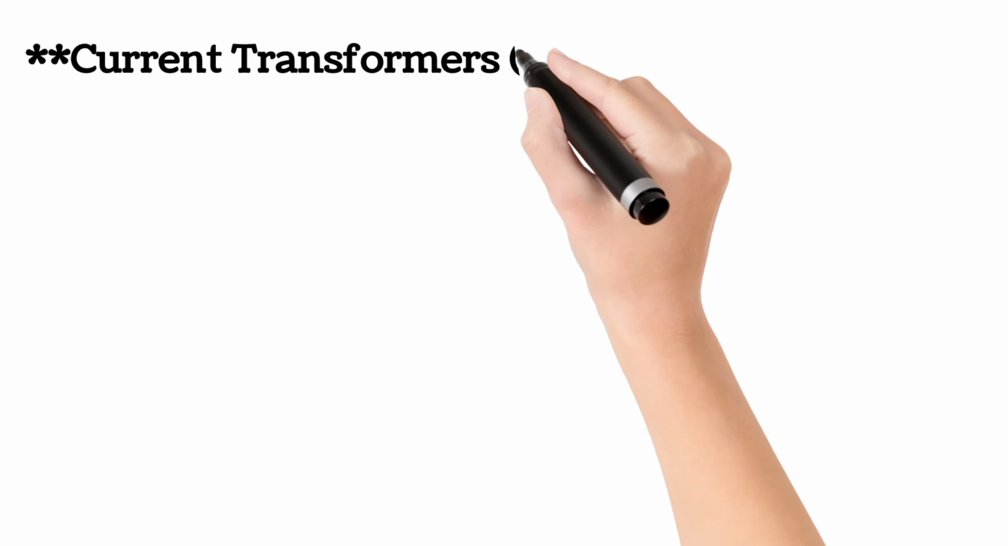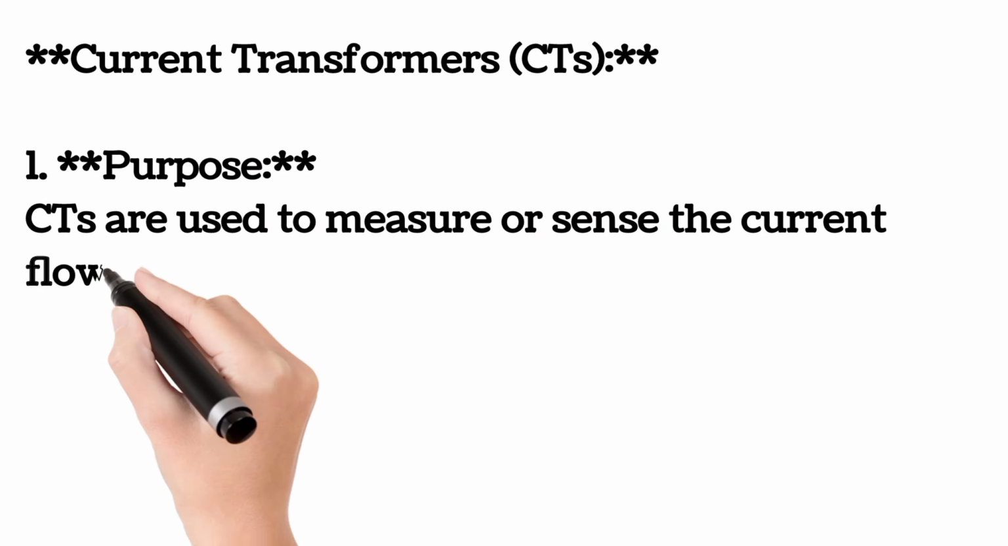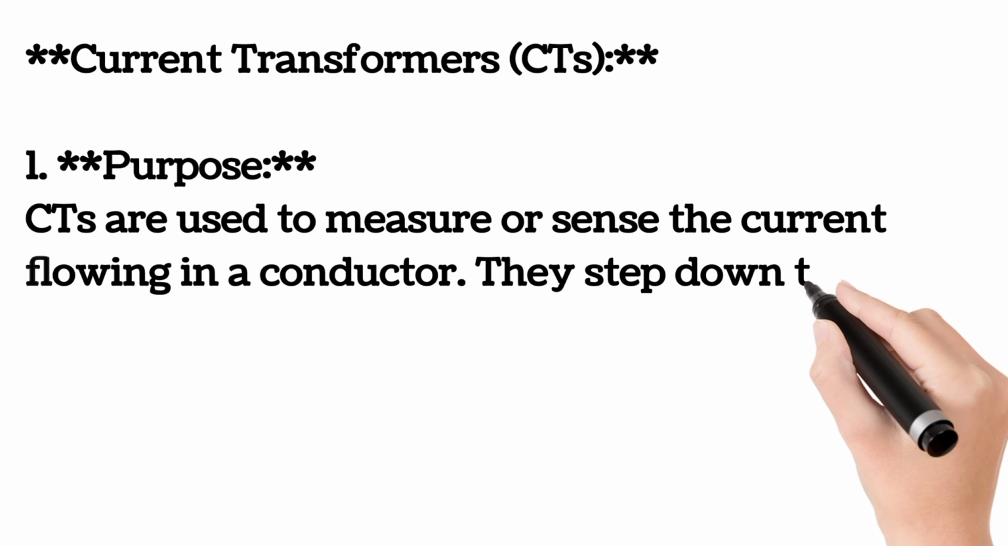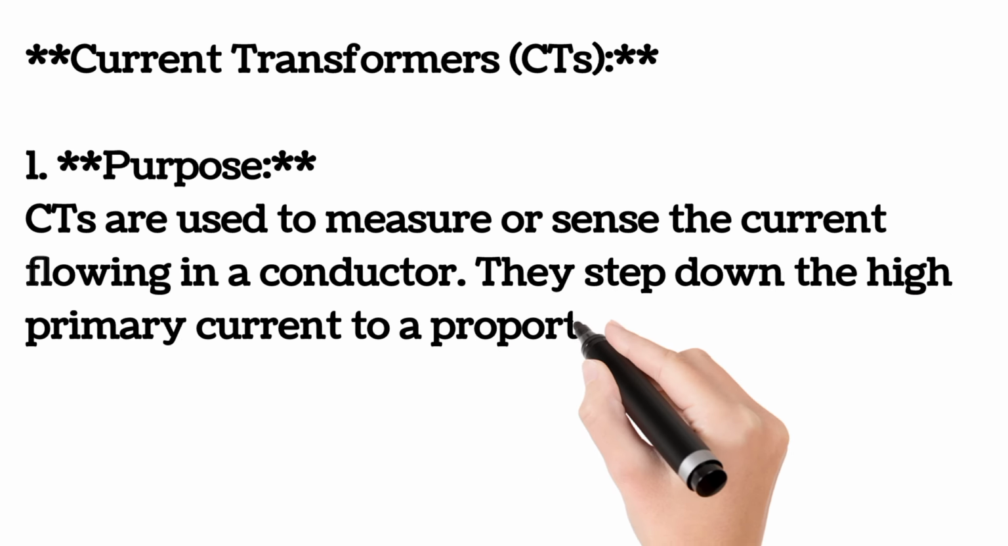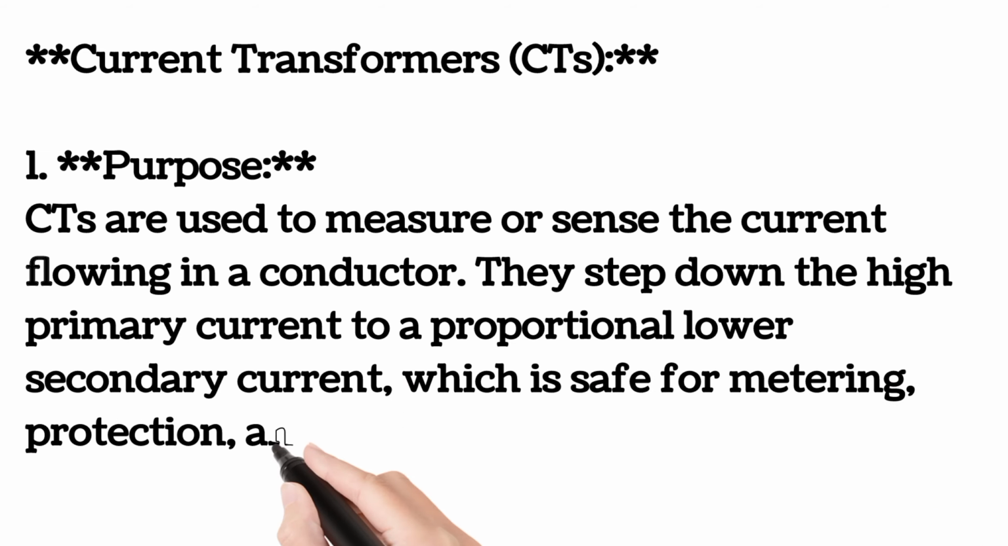Current transformers, CTs. 1. Purpose. CTs are used to measure or sense the current flowing in a conductor. They step down the high primary current to a proportional lower secondary current, which is safe for metering, protection, and control devices.